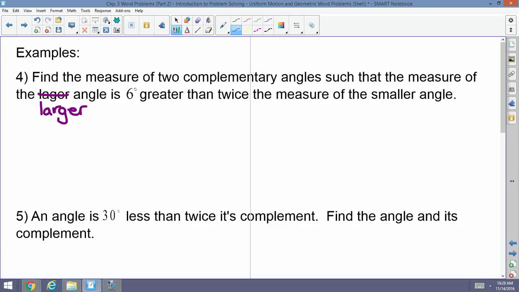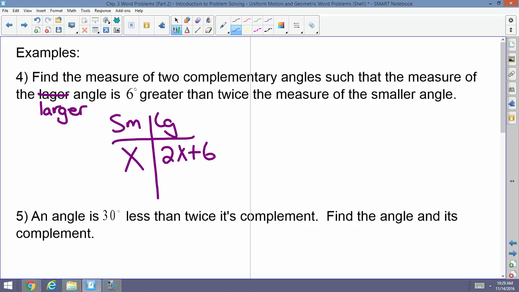Okay, so let's try that again. Find the measure of two complementary angles such that the measure of the larger angle is 6 greater than twice the measure of the smaller angle. So I'm going to make a table. I got my small angle and a large angle here. What do we know nothing about? Small angle. So what do we call a small angle? And what do we call a large angle here? 2x plus 6. Because it's 6 greater than twice the measure of the smaller angle.